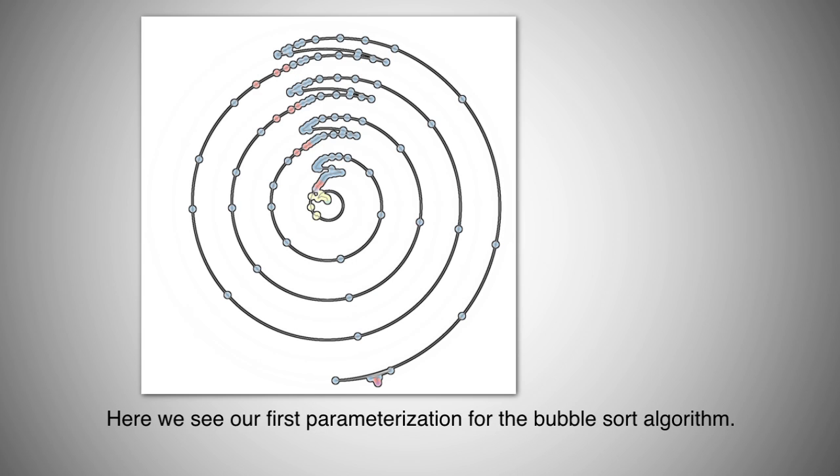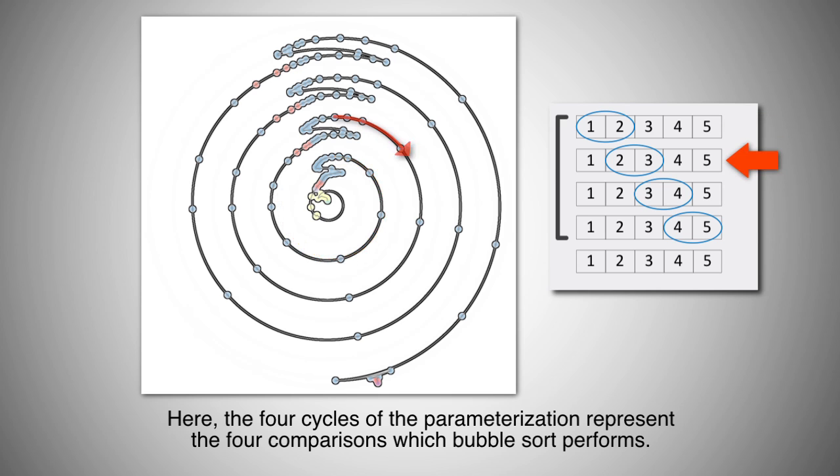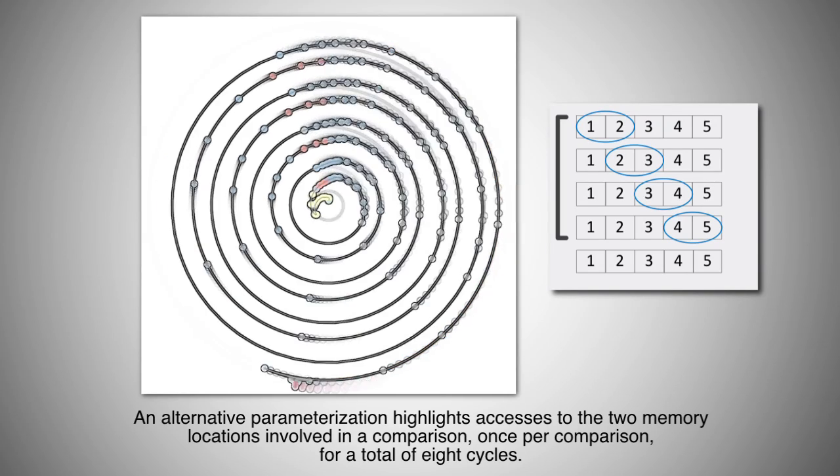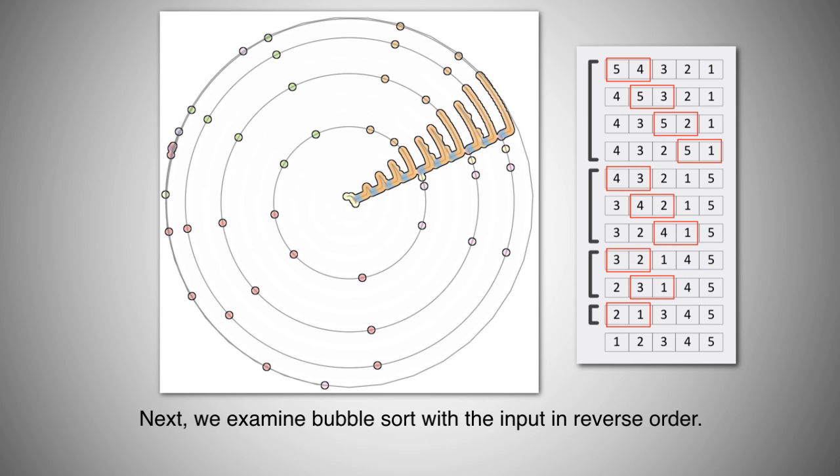Here we see our first parameterization for the bubble sort algorithm. In this case, the input data is already sorted. Here, the 4 cycles of the parameterization represent the 4 comparisons which bubble sort performs. An alternative parameterization highlights accesses to the 2 memory locations involved in a comparison, once per comparison, for a total of 8 cycles. Next, we examine bubble sort with the input in reverse order.